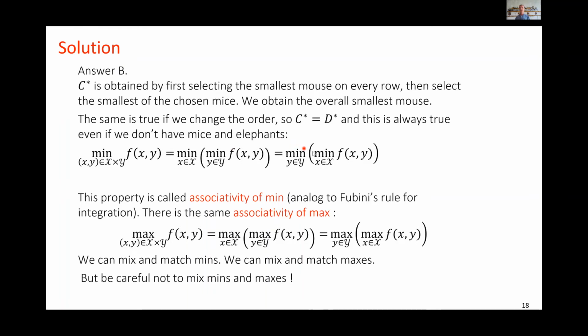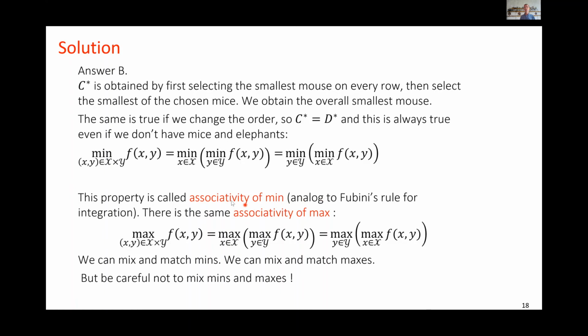There's even more than that. We can interchange the order, but we can also interpret this as the overall min. So there are two interpretations of this result. The order doesn't matter, but also what we do here is finding the overall max. So it is min, sorry, not max, min. This property is called associativity of min.